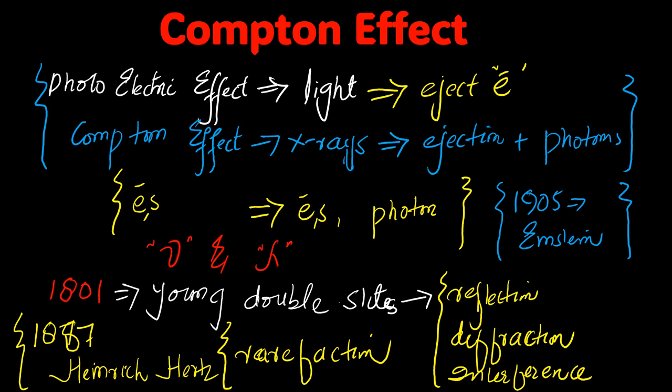So Einstein in 1905 explained Hertz's experiment of the photoelectric effect, and on that basis he concluded that light has a dual nature. Light behaves like a wave, and it also behaves like a particle. Now, after the confirmation of the dual nature of light, it was Arthur Holly Compton who performed another experiment, and he explained the particle nature of electromagnetic waves by incident X-rays on the surface of graphite.